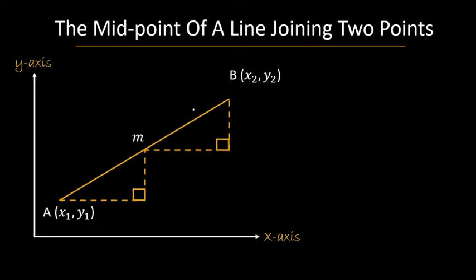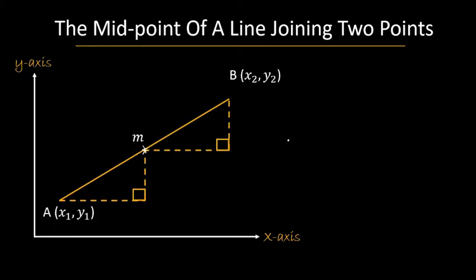Assuming we have the point on the line, point A, as we can see over here, and another point B. Point A has the coordinates x1 and y1. Point B has the coordinates x2 and y2. And we are to calculate the midpoint M, which is shown over here. Let's say this is the middle of this straight line. We are to calculate the coordinates of the midpoint over here.